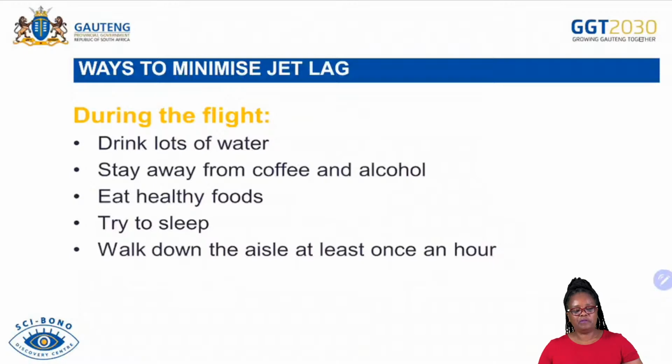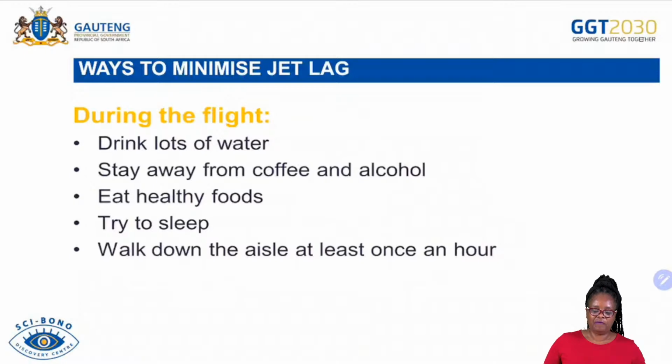Then we have during the flight. When you are in your flight, there are things that you need to do to minimize extreme tiredness. You need to drink lots and lots of water to keep your body hydrated. When your body is dehydrated, it's easier for you to get tired. But by drinking a lot of water, your body will be hydrated and will be able to withstand those extreme tiredness symptoms.